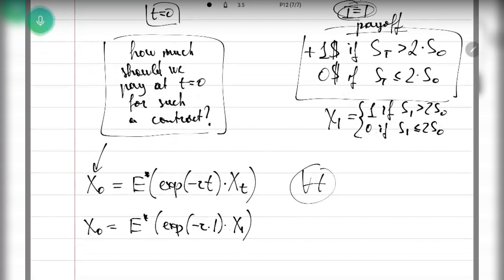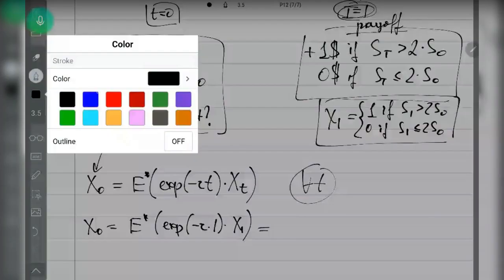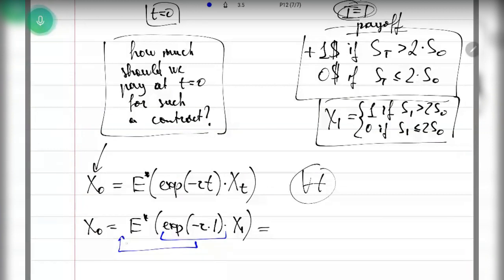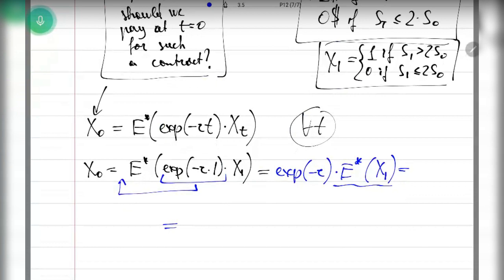We just need to calculate one expected value. What is the expected value of this random variable? This random variable has only two values, 1 and 0. How to calculate the expected value of such a random variable? We may take the constant outside the expected value, so it will be exponent of minus r times expected value of X_1. How to calculate expected value of X_1 if X_1 has only two values? What shall we do?